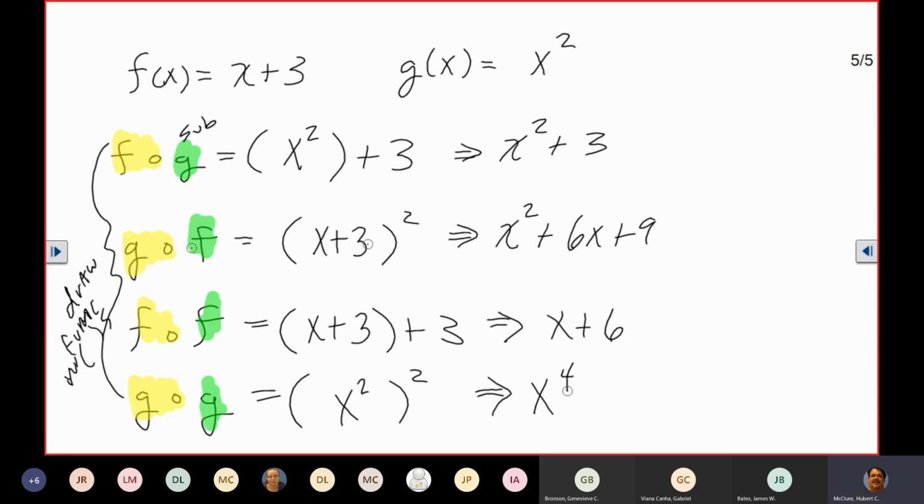Now, I guarantee you ain't never had a teacher explain it like that before. And that is one of the biggest problems with composition. Students don't know how to do it, or they get mixed up. The OF is just inserting the function. So f of g, you plug in g. G of f, you plug in f. F of f, you plug in f inside of f. And then g of g, you plug in g into g.